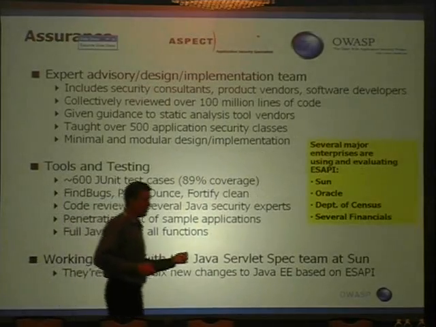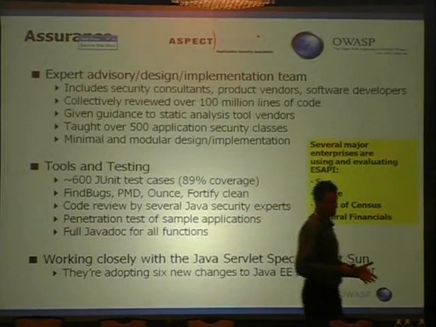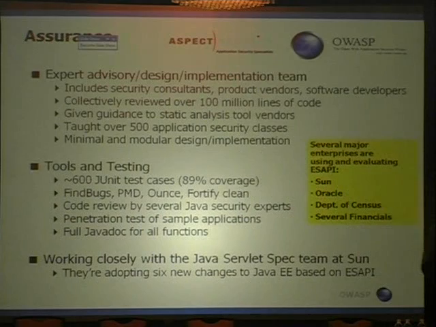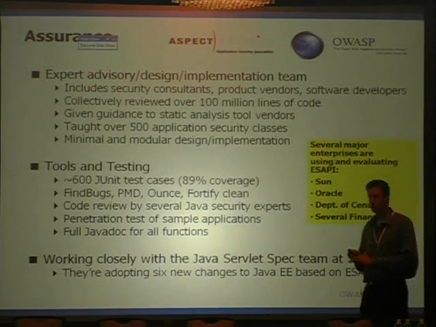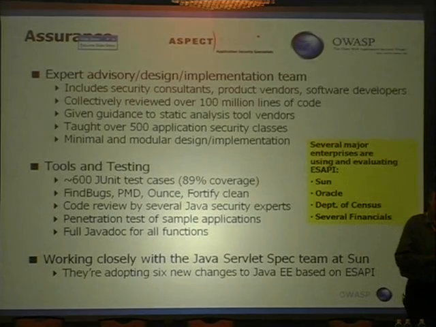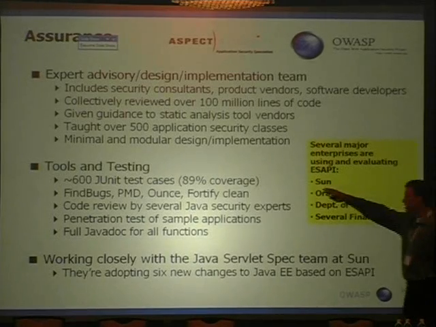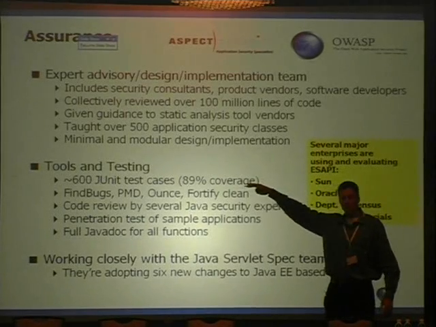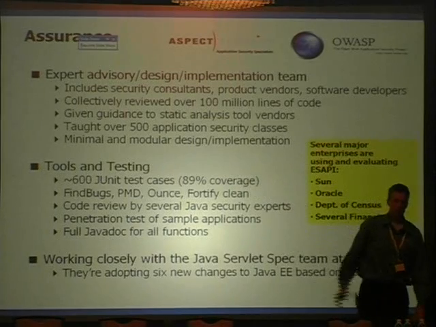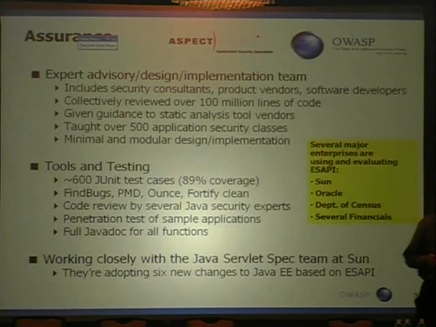In terms of assurance, I mentioned we've got a big team that's looked at this stuff. We've built apps, we've pen tested them, we've done code review on the whole thing. We've run all the static analysis tools on this. So we've run Fortify and Ounce on this tool. We've also run FindBugs and PMD on it to verify that it doesn't have those kinds of problems. We're clean on all of those. We got about 600 JUnit test cases, which all pass. We got about 89% coverage, which is actually very good.